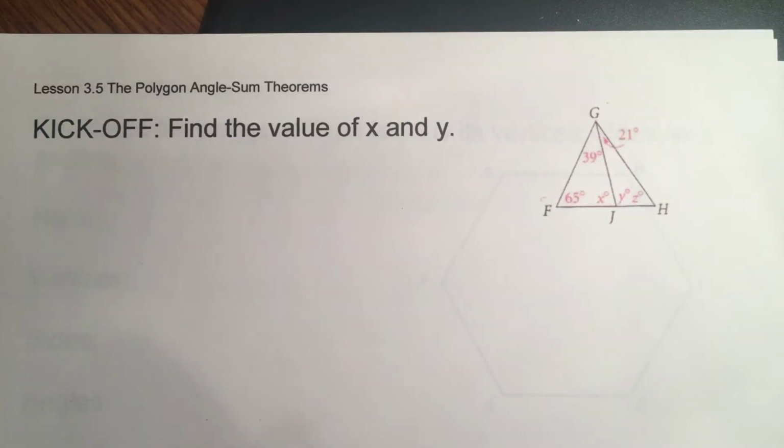So, lesson 3.5 here, the polygon angle sum theorems. Last lesson we focused just on triangles and how the three angles add up to be 180. Now we're going to get into, well, what about polygons bigger than triangles? And that's what we're going to focus on today. But first, the kickoff here, so we're going to find the value of x and y.